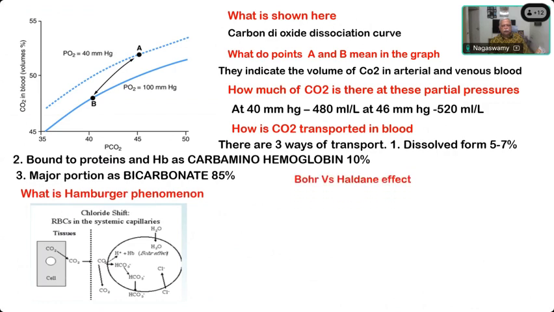Bohr versus Haldane effect. What is Bohr effect? What is Haldane effect? So Bohr effect: at the tissue level, high protons interact with hemoglobin and cause O2 to be displaced. When protons or carbon dioxide react with hemoglobin, they favor the T state, where more oxygen is released than is bound. Haldane effect describes the increased ability of deoxygenated hemoglobin to carry carbon dioxide.